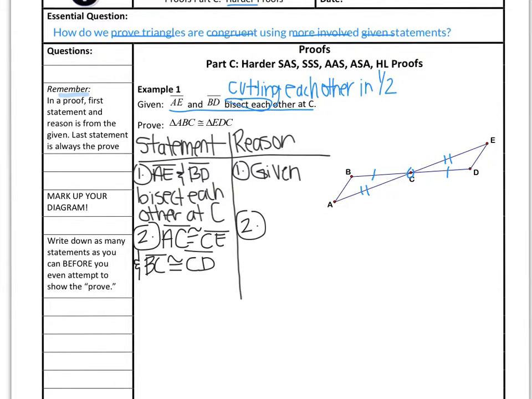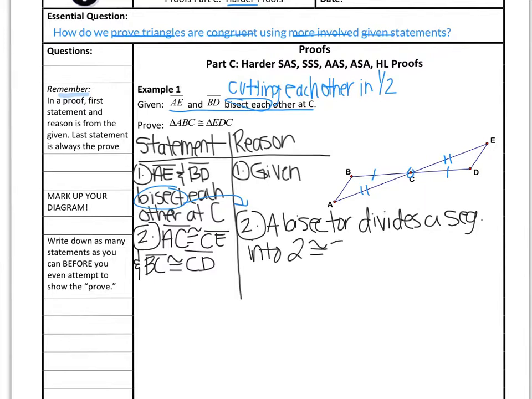So what are we going to write in our reason? Well, we use the idea that that was a bisector, so we're going to define a bisector over here. Our reason for those segments being congruent is that a bisector divides a segment into two congruent segments. We always want to make sure you define that vocabulary word after you've used it and applied it to your diagram. So we have run out of givens, so that one's done.